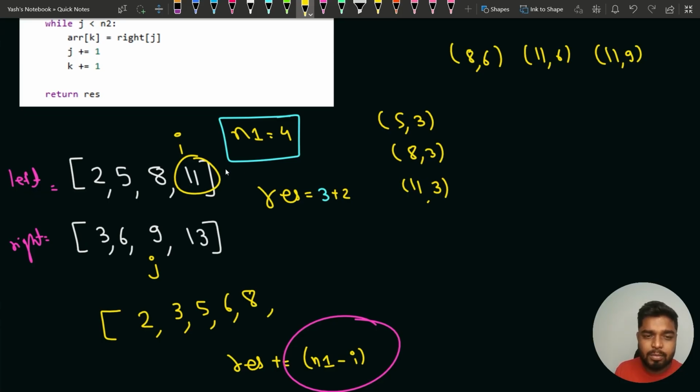So the number of inversion pairs will be n1 minus i. So n1 minus 3 will be 4 minus 3, which is 1 here. So you'll add one more to this, and this will be basically total 6. The result will update to 6 here. Okay.